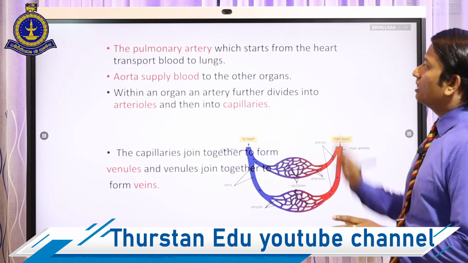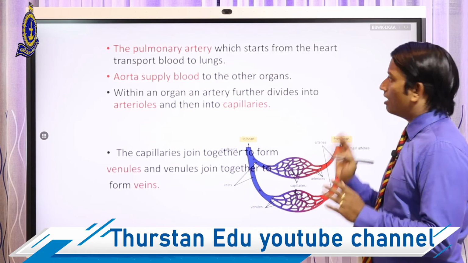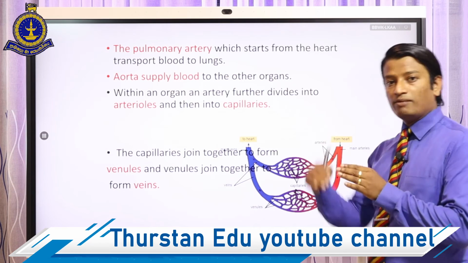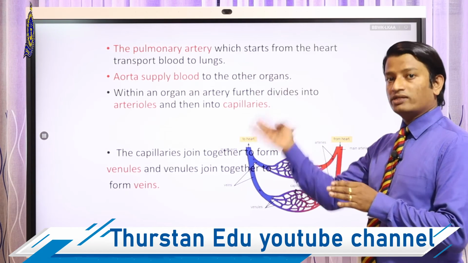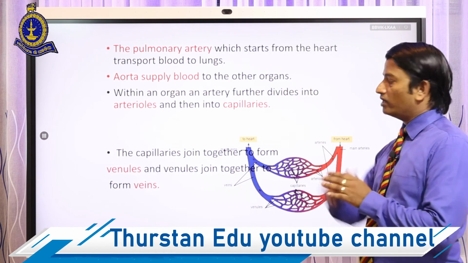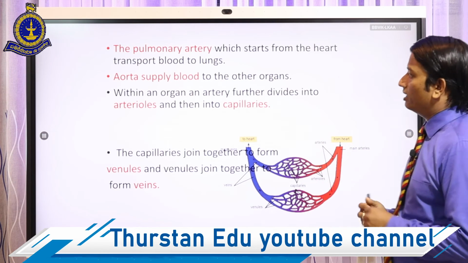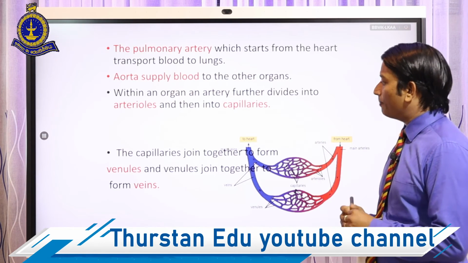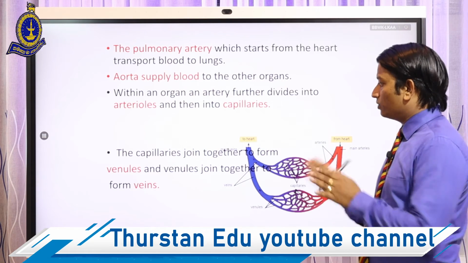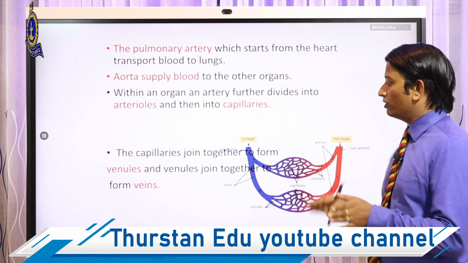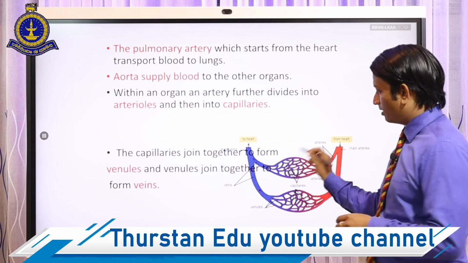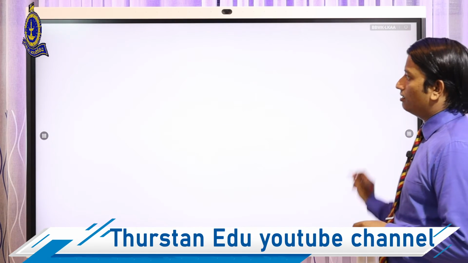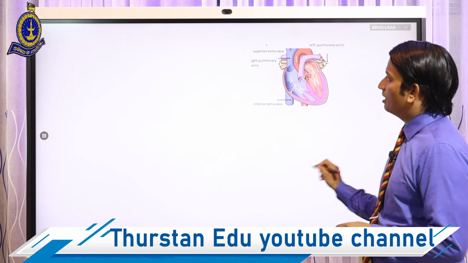Look at this. The pulmonary artery, which starts from the heart, transports blood to the lungs. We studied that the pulmonary artery carries blood to the lungs for oxygenation, and the aorta supplies the other organs. Within the organs, the artery further divides into smaller arteries and arterioles. Then, as I told you, capillaries join together to form venules, and venules join together to form veins. We can also identify this in the structure. Okay, let's move to the next part of the lesson.